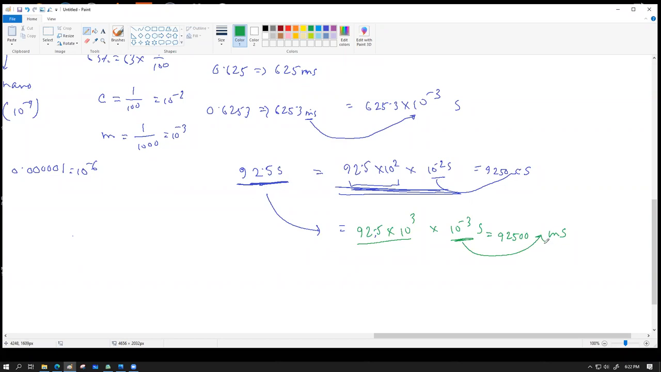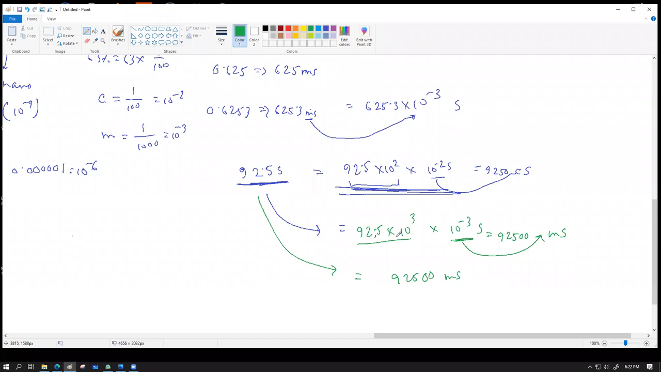Why are we writing 10 to the power of minus 3? Is it necessary to write? It's not essentially necessary to write. I mean, once you're used to the calculation, you can directly write that this much equals 92500 millisecond. You don't have to show the calculation. The reason I'm breaking this up into pieces is so that I can convince you of the mathematical procedure. I'm showing you this breakdown to convince you of how the math works, sir. But you don't essentially have to do this every single time.